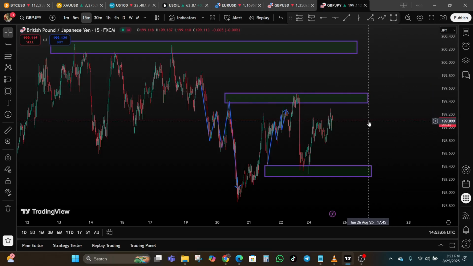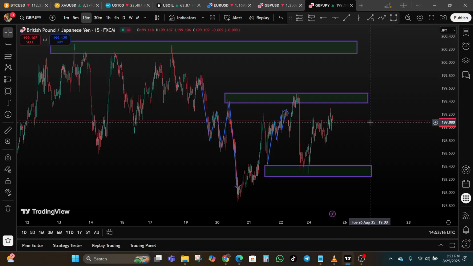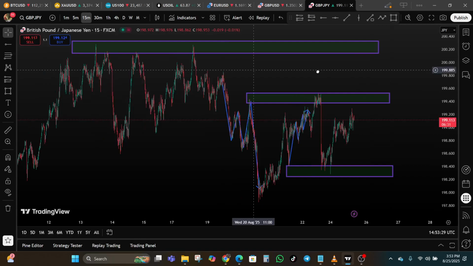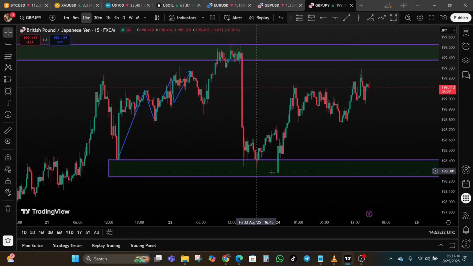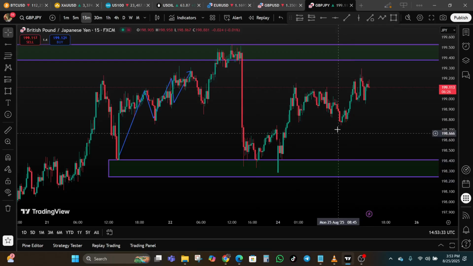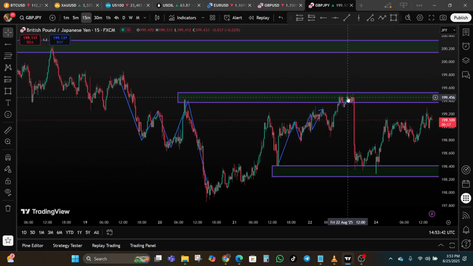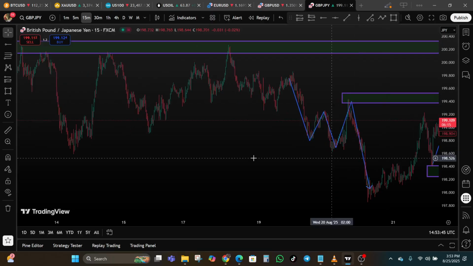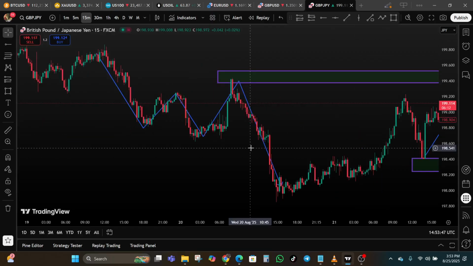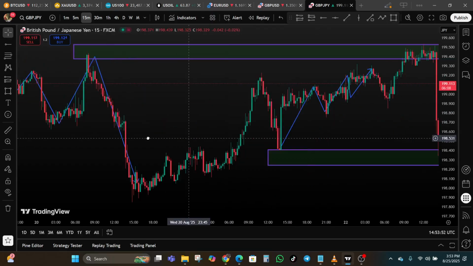Now, let us talk about entries and confirmations. Okay. The M15 trading strategy relies on waiting for confirmation signals. This could be rejection wicks at support, right? Or at your resistance. Or it could be engulfing candles showing momentum, or a shift in structure that aligns with a higher time frame trend.